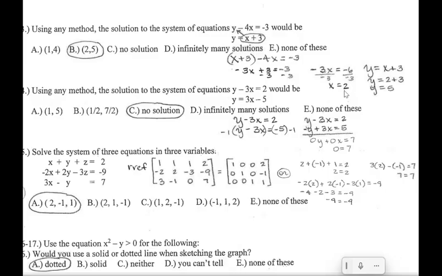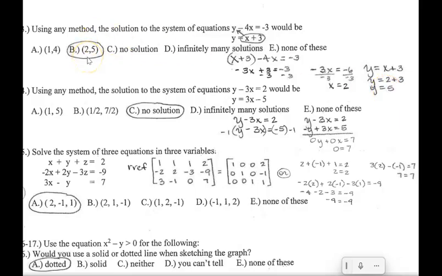So once we find our x value, then you can plug it back into either one of these equations to find the y value. So I use the second one down here. All right, so y is equal to x plus 3, and we just figured out that x was 2. And so we can say 2 plus 3 is equal to 5. So my solution would be (2, 5).